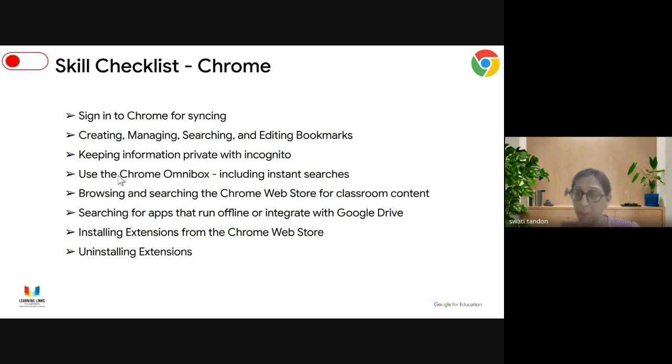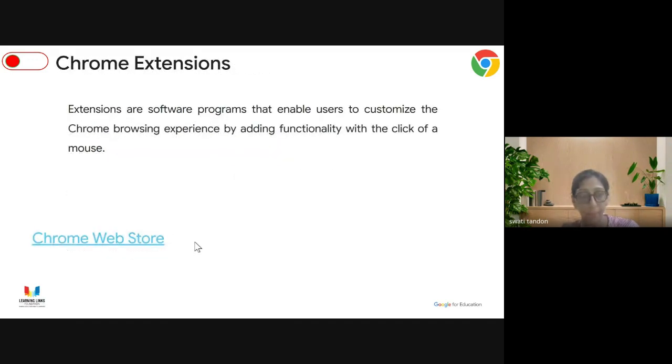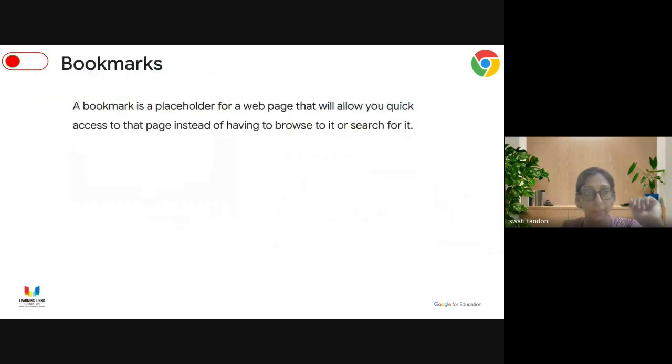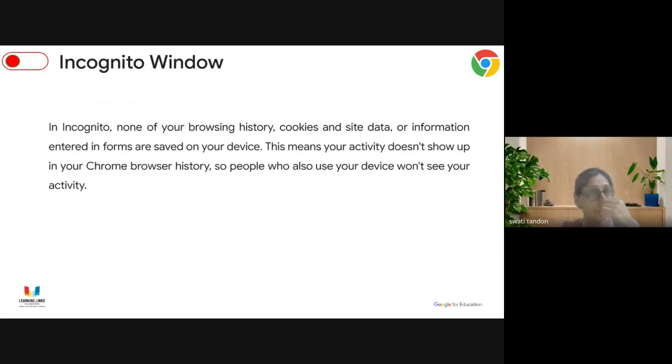Use of Omnibox. We've just told that this bar is the Omnibox, and how we can do all the searches over here. Browsing and searching the Chrome Web Store for classroom content, whatever extension, like I have added Kami, I've added attendance tracker. Search for apps that run online or offline to integrate with Google Drive. Whatever apps I can search from the Google Web Store. Installing extensions and uninstalling extensions, bookmarks.